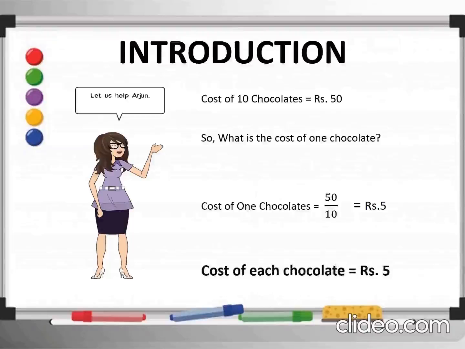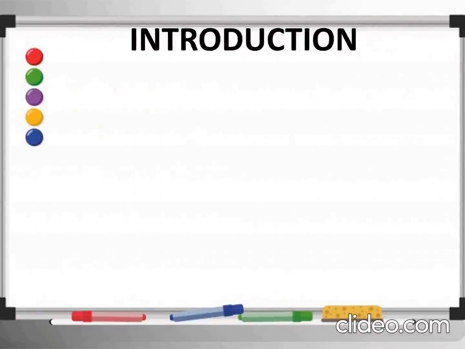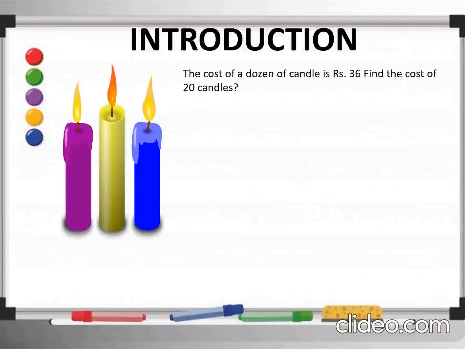Let us look at another example. The cost of 1 dozen candles is 36 rupees. Find the cost of 20 candles. So what is given here? Cost of 1 dozen candles is 36 rupees. So we know that 1 dozen equals 12. So cost of 12 candles equals 36 rupees.